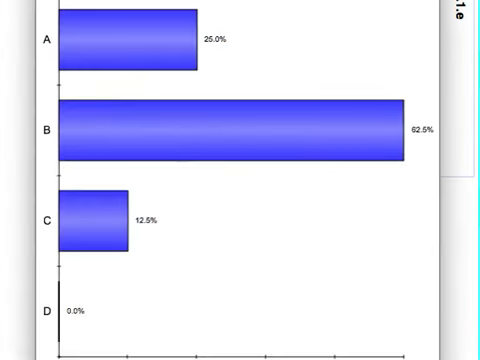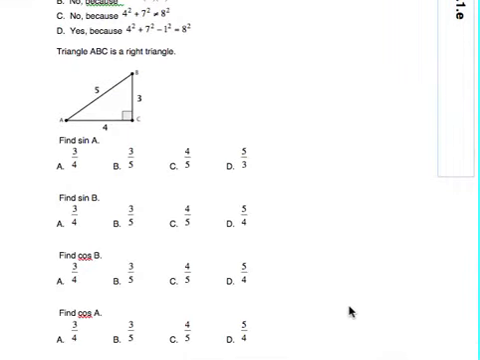All right, and the answer is letter B. Because remember, what is sine? Sine is opposite over what? Hypotenuse. Let's look at sine of B. Okay, sine of angle B.